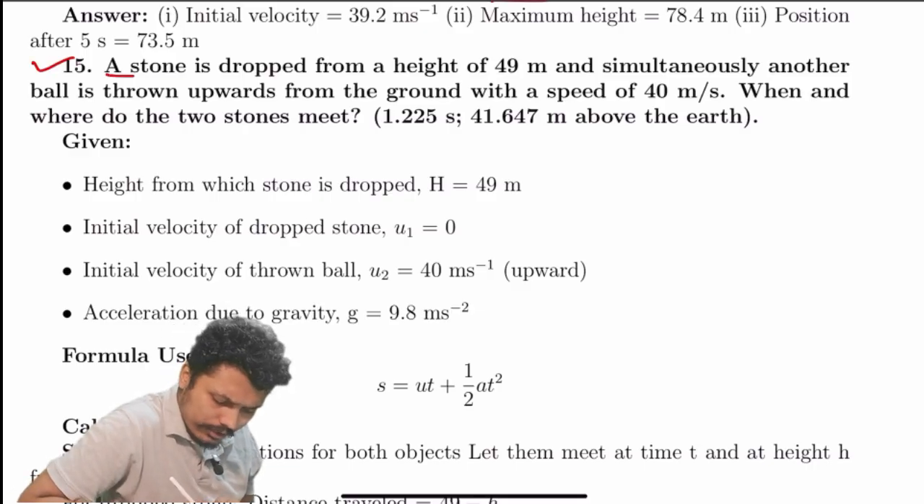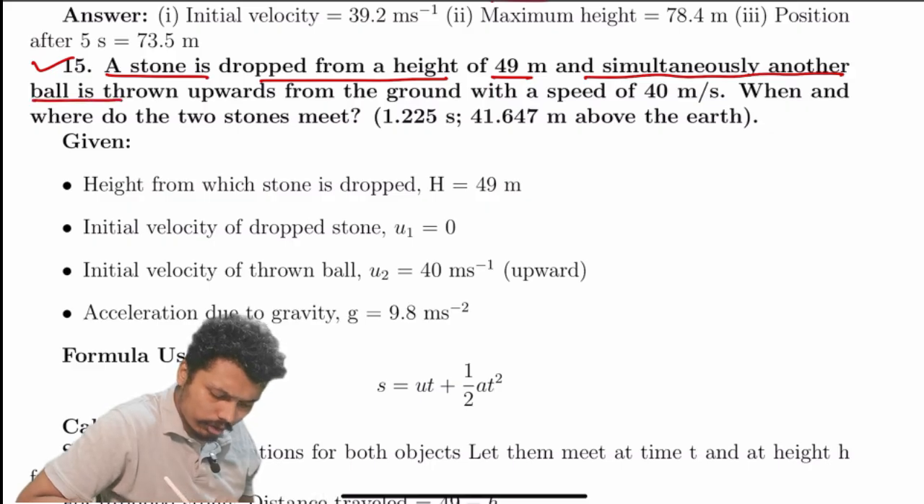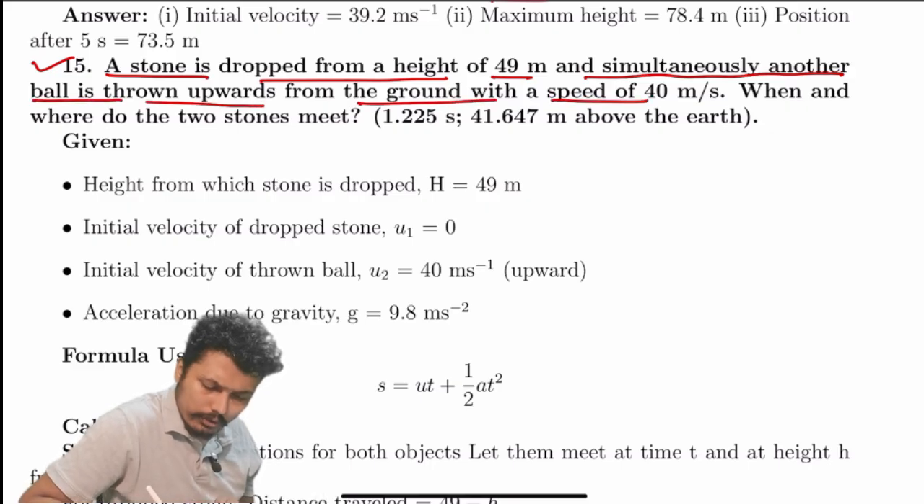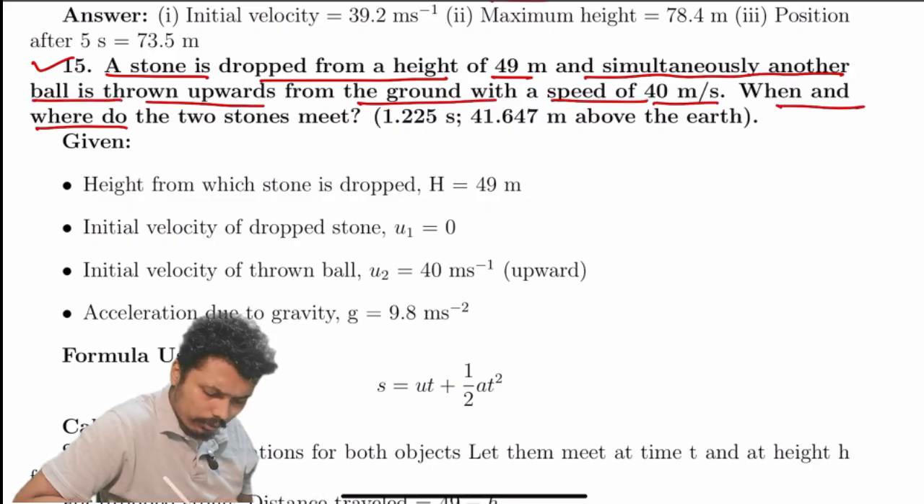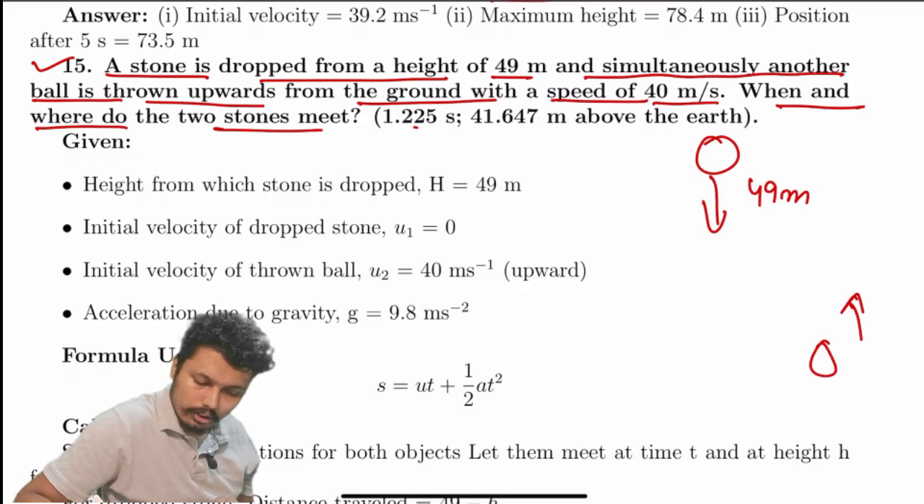Question number 15. A stone is dropped from a height of 49 meters. Simultaneously, another ball is thrown upward from the ground with a speed of 40 meters per second. When and where do the two stones meet? One ball is falling down from 49 meters, and another ball you are throwing upward with a speed of 40 meters per second. Where will they meet?